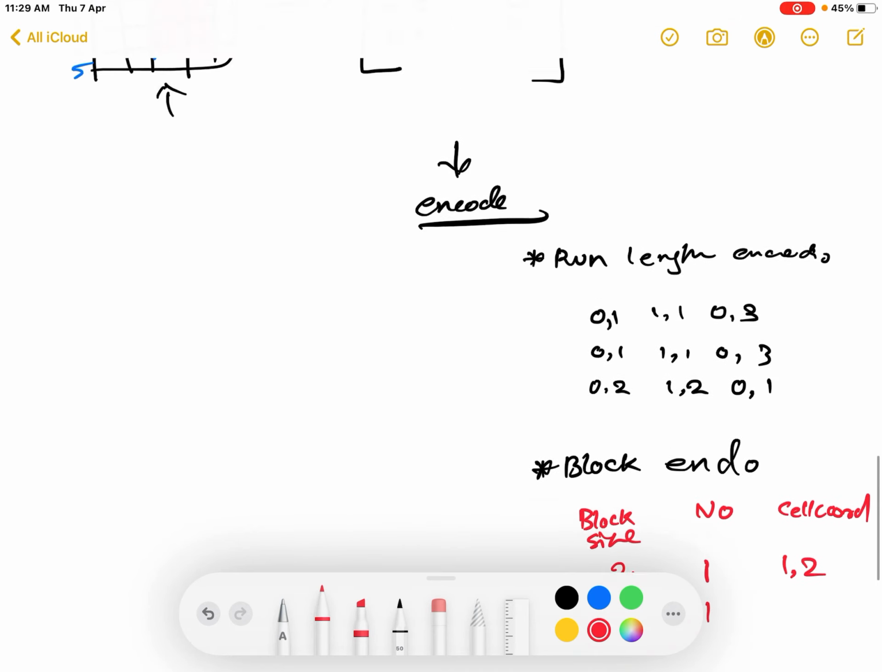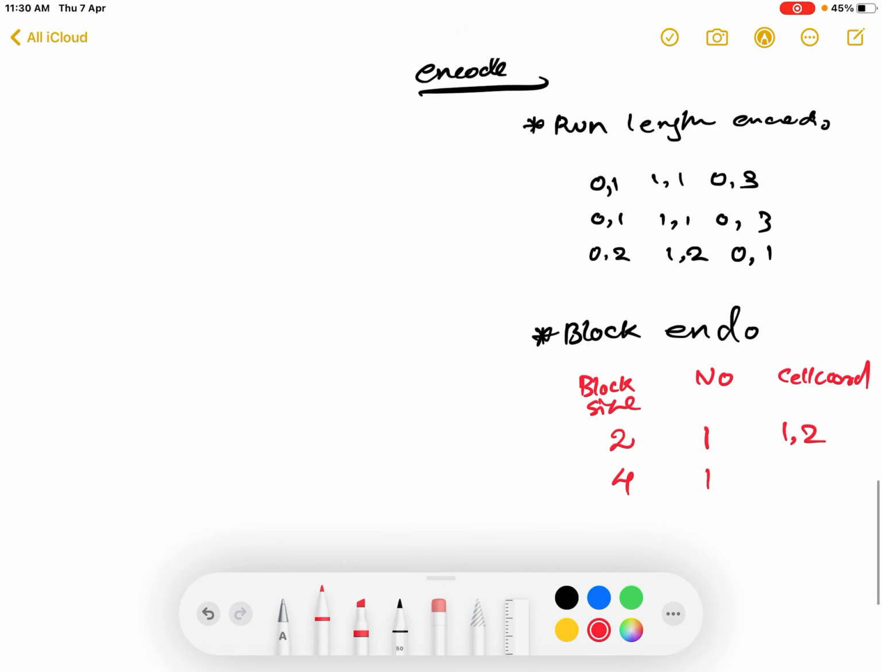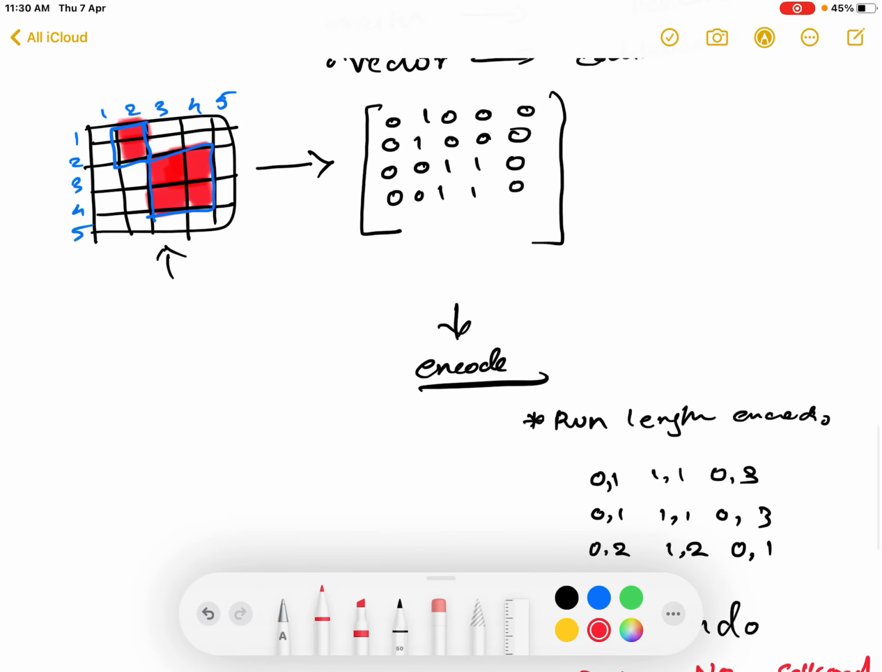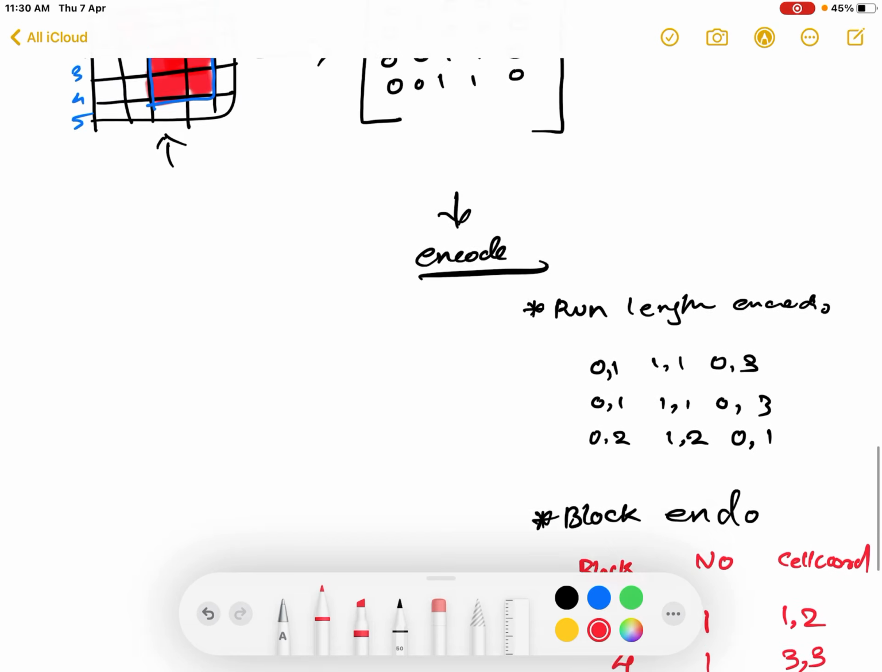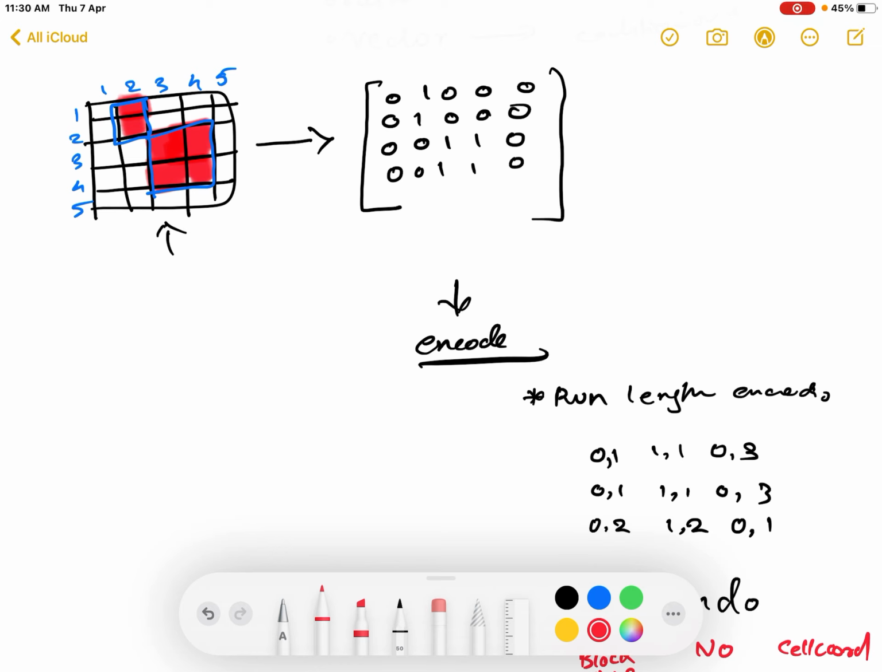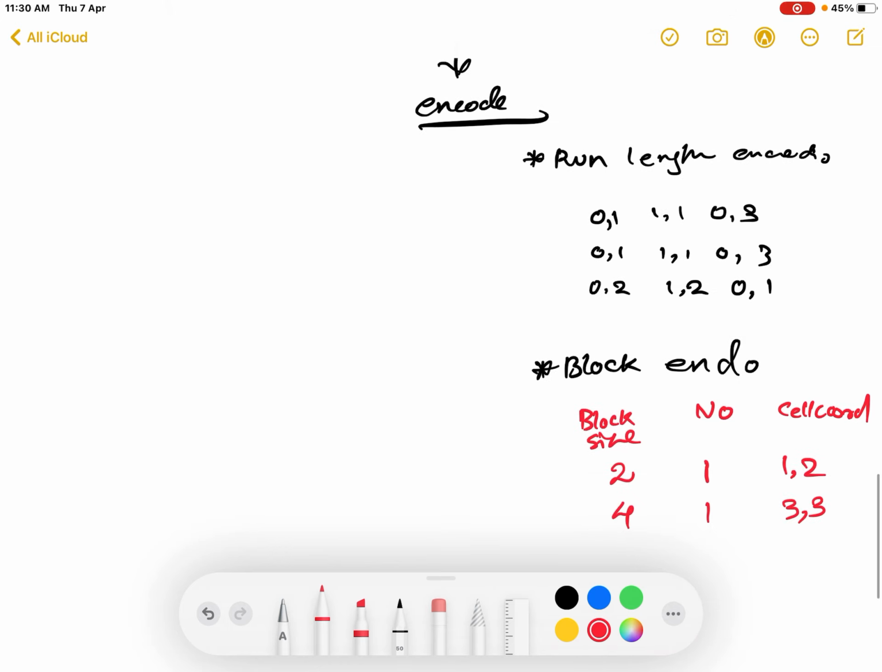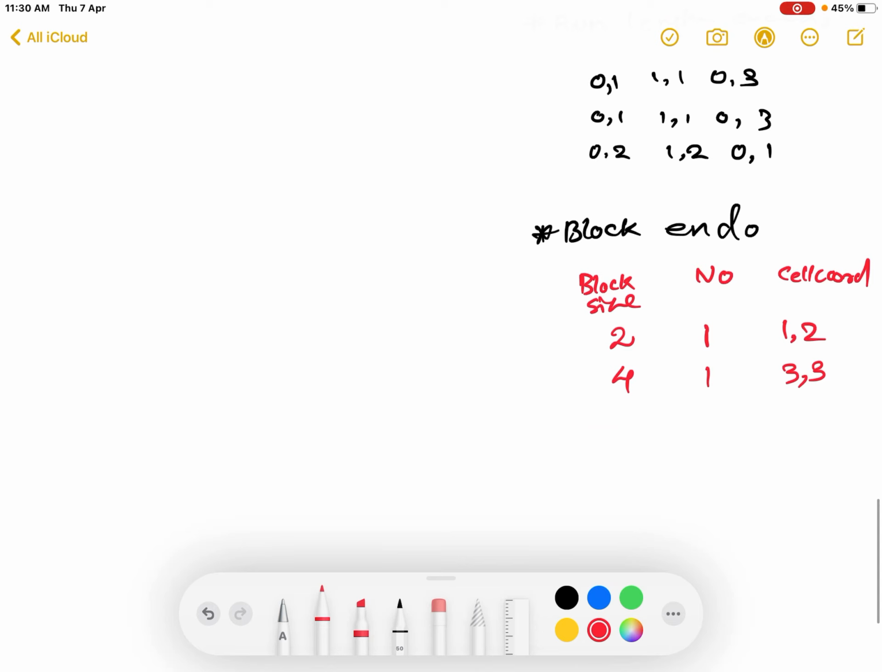Next is this block. What is the block size? The block size is 4. How many such blocks are present? 1 block, right? This is only 1 block. Then what is the cell coordinate? That is 3 3. Okay, so this is how we represent the data in block encoding.